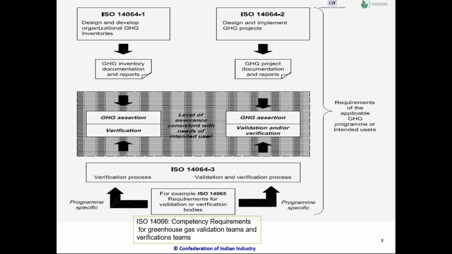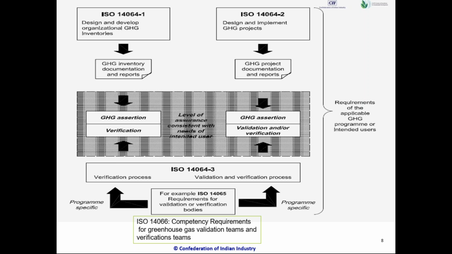So there's a slight difference between 14064 part 1 and part 2. In part 1, the emission inventories are verified. In part 2, projects are first validated and then verified. And how is this done? This is done as per the requirements given in ISO 14064 part 3.